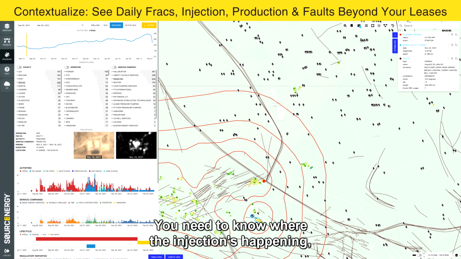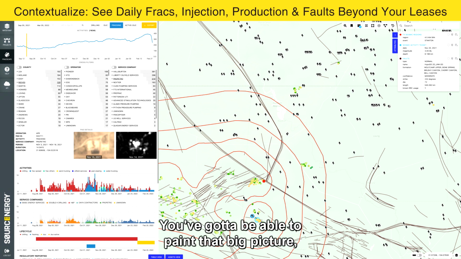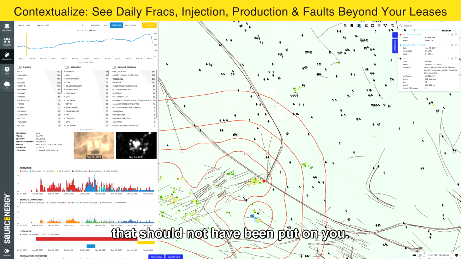You need to know where the injection is happening, where the production is happening, and you know where the faults are that everyone else is near, right? You've got to be able to paint that big picture when you go in to defend your asset from restriction that should not have been put on you.